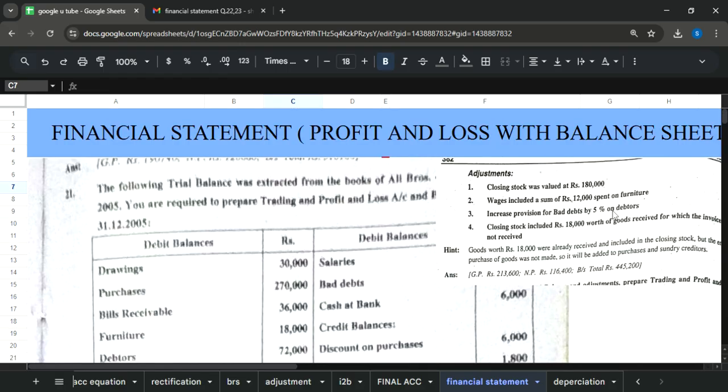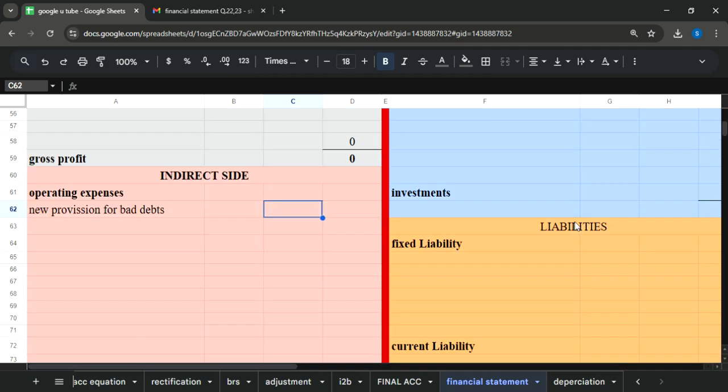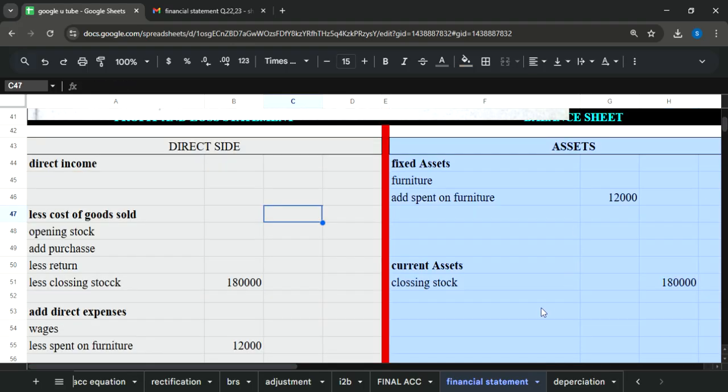For that we will seek where debtors are present. You can see here we have debtors, the amount of which is 72,000, and the ratio is 5%. 72,000 is the amount of debtors and then we will take 5%. So we have the new provision and now we will go to our current assets.